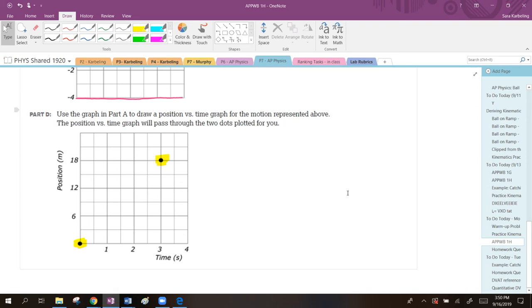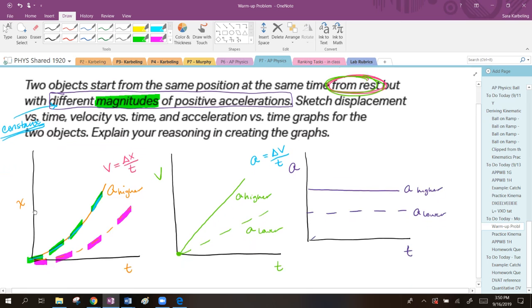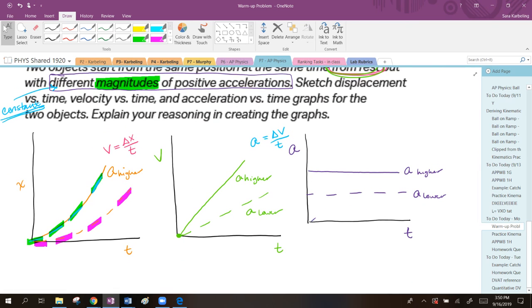Yeah? Now, before we look at all of your graphs, I want to go back to the warm-up problem that we did today. I want to go back to the warm-up problem to get our heads around this, because there is so much good physics and so much rich conversation here, and I want to make sure you see it and you understand it. Our acceleration was constant, right? This is the problem we did at the beginning of the period.